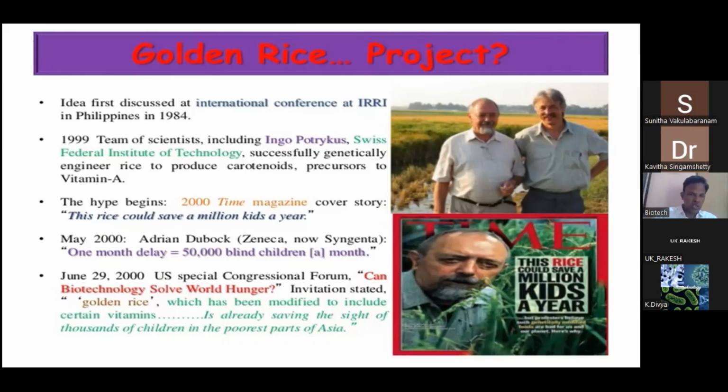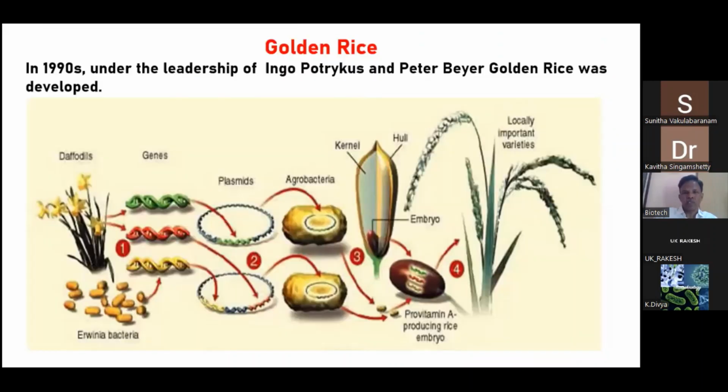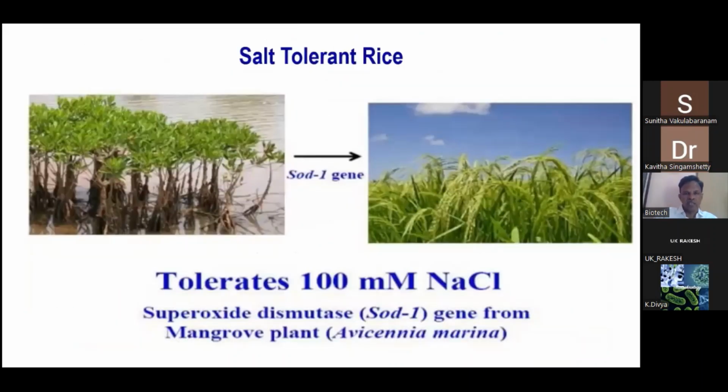Okay, so these are the 5 examples that we have in our syllabus. Now, from now onwards, I will just give you the title. Second one is salt tolerant rice. Okay, so this is the coastal region.